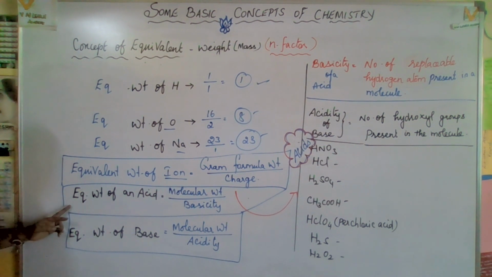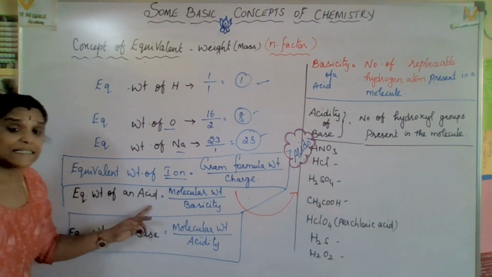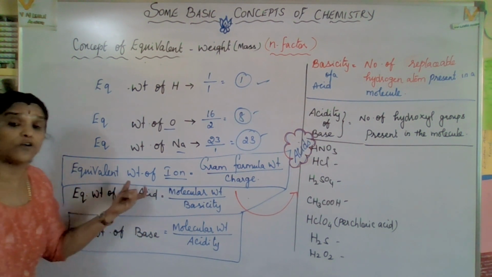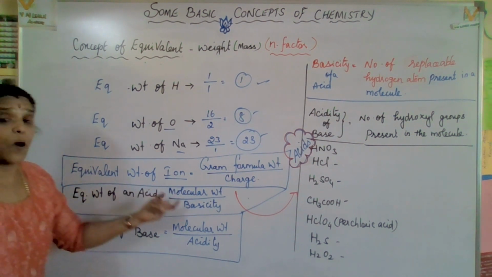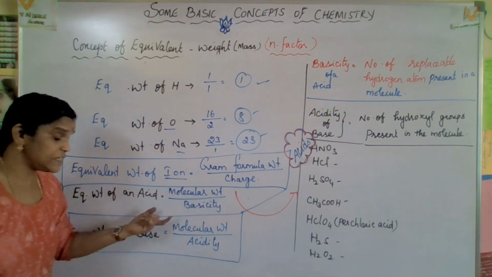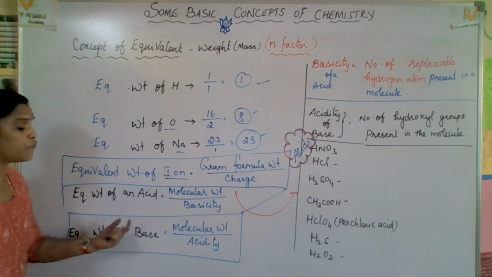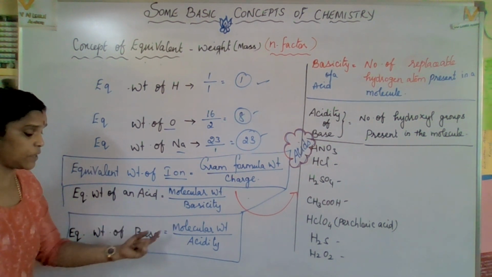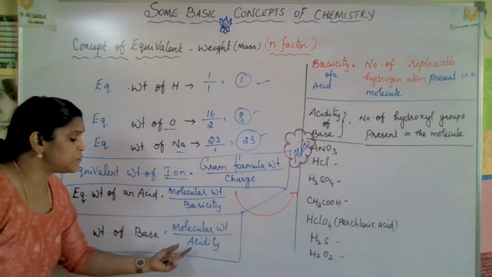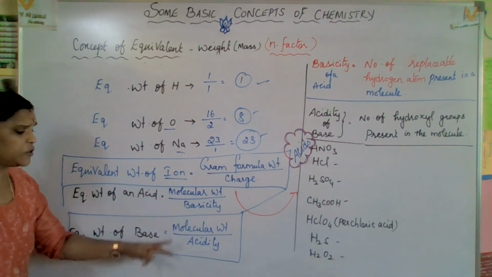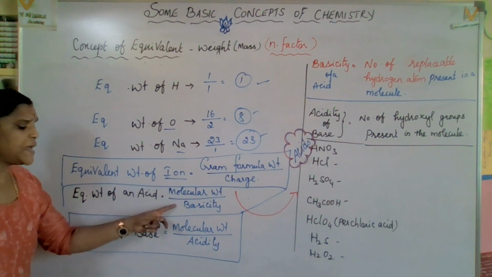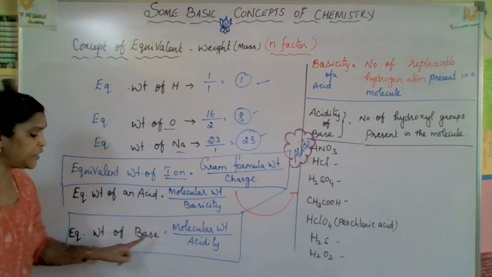Yes, the next one, equivalent weight of an acid. Equivalent weight of an acid is equal to the molecular weight of the acid divided by basicity. In the same way, equivalent weight of a base is equal to molecular weight by acidity. Now come to this point. What do we mean by basicity and acidity? Basicity of an acid, acidity of a base.